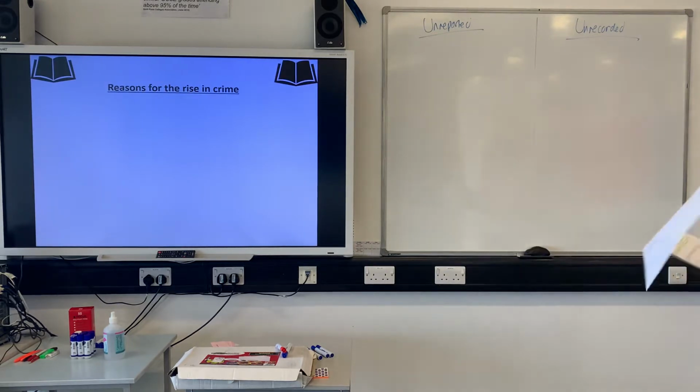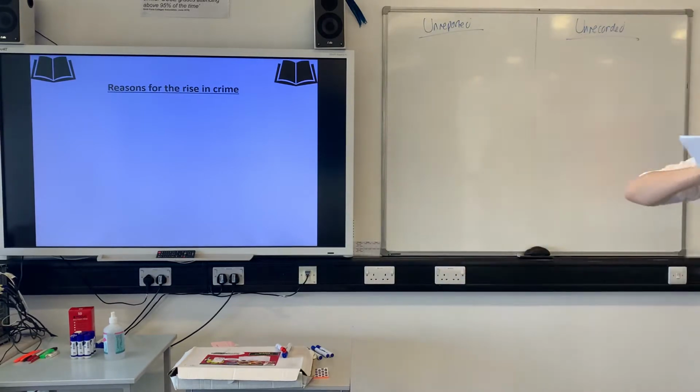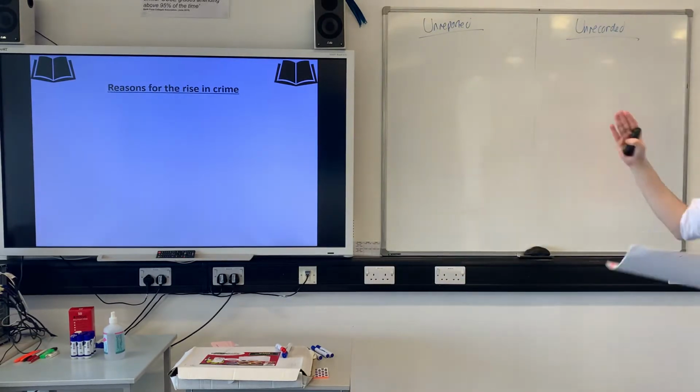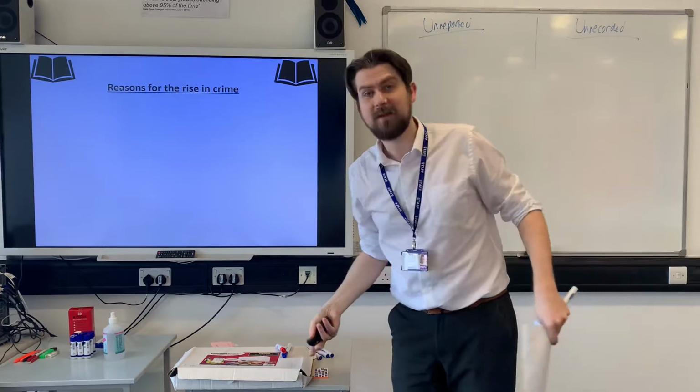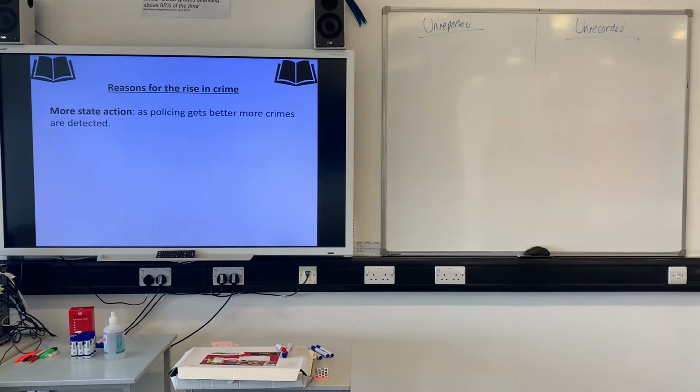Now, what we would be saying at the minute, and you're going to have to turn back onto page 1 here, is that the crime rate in recent years does appear to be going on the up. And there are lots of reasons for this, 4 in particular that would account for the rise in the crime rate. Number 1, policing getting better and more crime being detected.